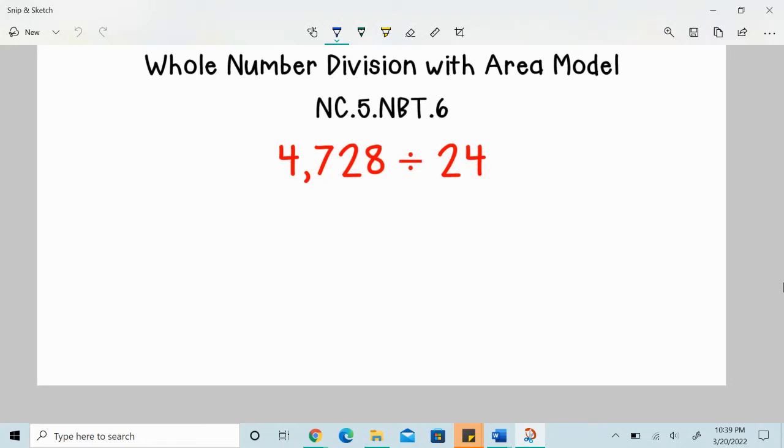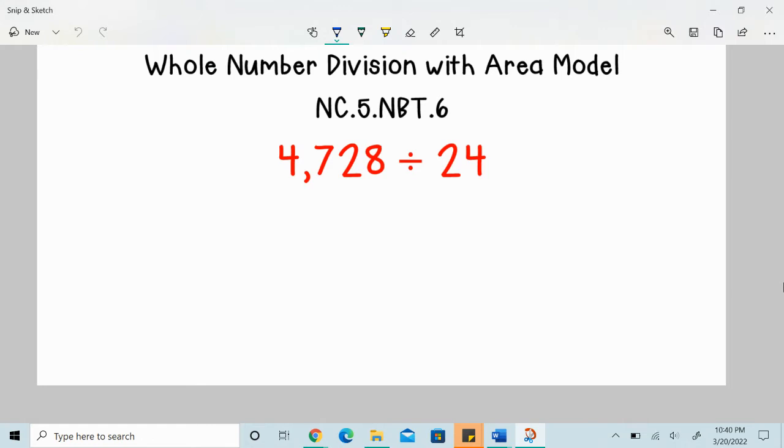In this video, we'll take a look at whole number division with an area model. This standard calls for students to extend their work with dividing a multi-digit whole number by a one-digit divisor to dividing by a two-digit divisor. The focus of this standard is to build a conceptual understanding of division with larger numbers. Although the traditional algorithm may be introduced, students aren't expected to master this algorithm until middle school.